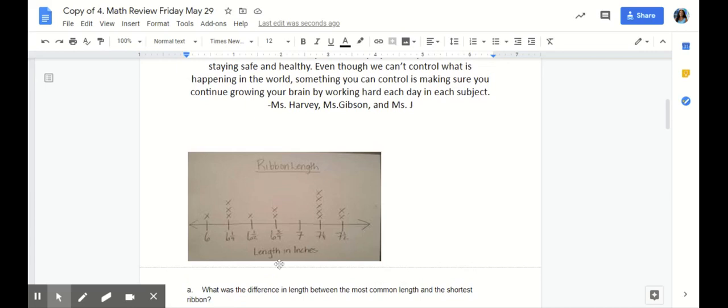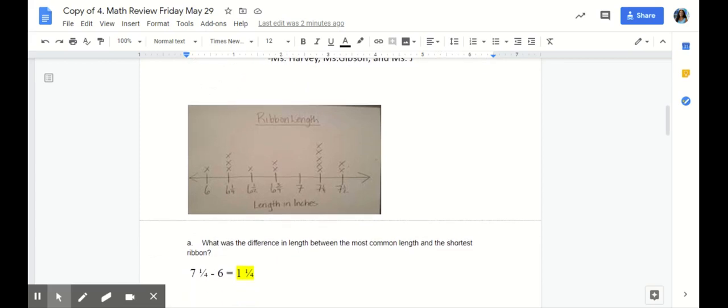Our first question asks us, what was the difference in length between the most common length and the shortest ribbon? So we have a photo of a line plot for ribbon length. See, our fractions and whole numbers at the bottom represent our length in inches, and our x's represent the amount of ribbons. So for example, there was one ribbon that was 6 inches long.